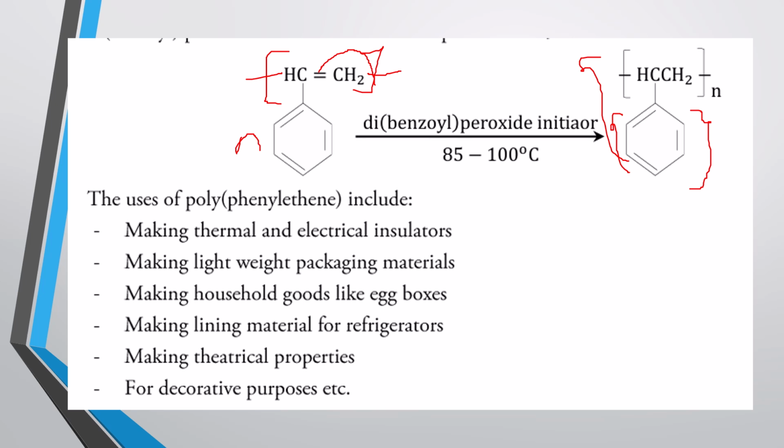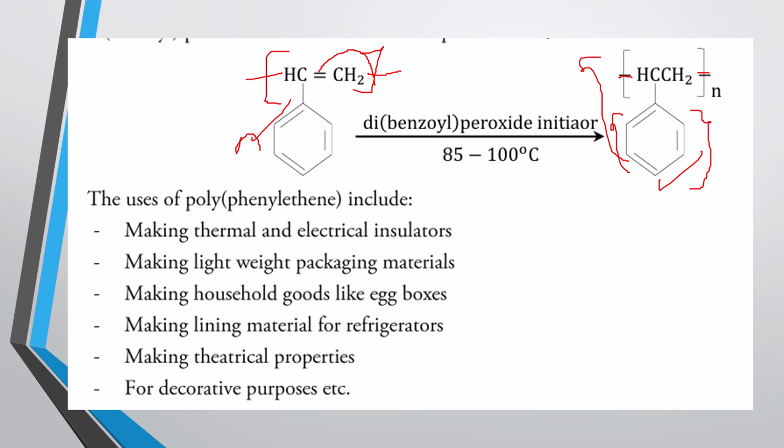Make sure that the bracket does not reach the benzene ring. So you bracket the ethene group and then you put hyphens on either side. You also eliminate the double bond and then you put n as a subscript of that bracket. So since the polymer has the same empirical formula as the monomer, this confirms that this is going to be addition polymerization.